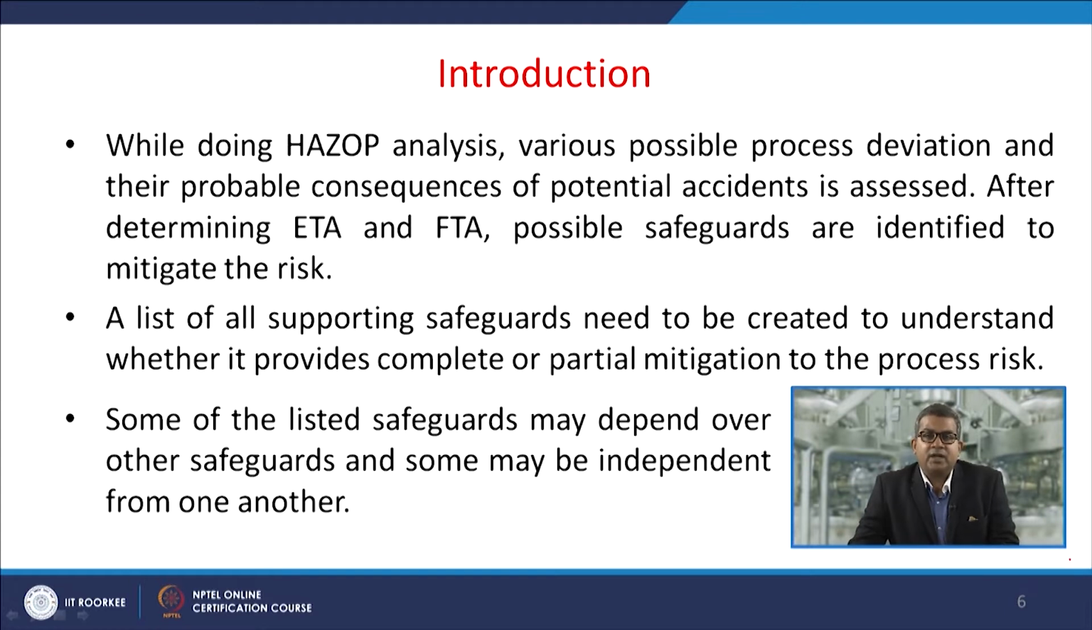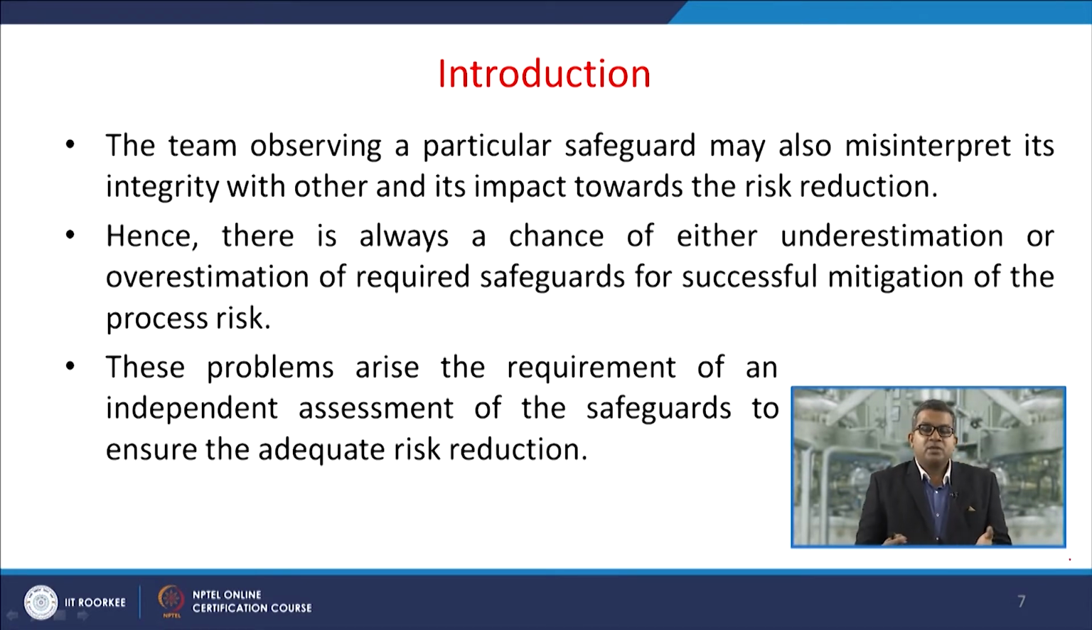Some of the listed safeguards may depend on other safeguards, and some may be independent of one another. Now, the team carrying out all these aspects, the team observing a particular safeguard, may also misinterpret its integrity with others, because sometimes the system may say that this is a foreign body. So the system may not be in a position to interpret that particular safeguard properly. That is why it may misinterpret its integrity and its impact towards risk reduction. So there is always a chance of either underestimation or overestimation of the required safeguards for the successful mitigation of the process risk. Both conditions, underestimation or overestimation, are always undesirable. So you must have a proper optimization.